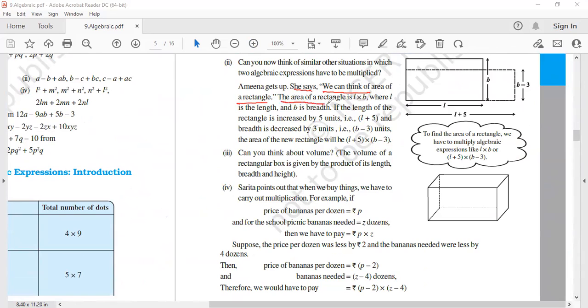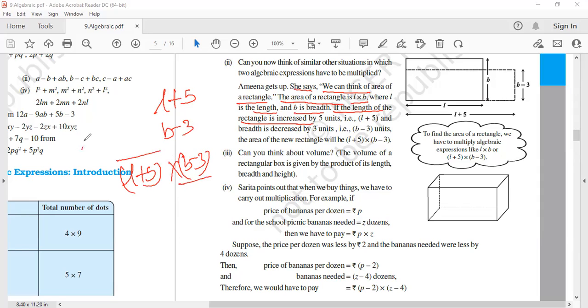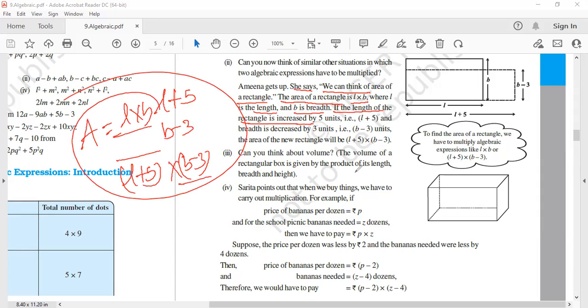The area of a rectangle is L into B, where L is the length and B is the breadth. If the length of the rectangle is increased by 5, that is L plus 5, and the breadth is decreased by 3, that is B minus 3, what will be the area? It's very easy: L plus 5 into B minus 3, because now this is your length and this is your breadth. The area of a rectangle is always L into B. This is the basic concept, and now it becomes a product, or multiplication, of algebraic expressions.